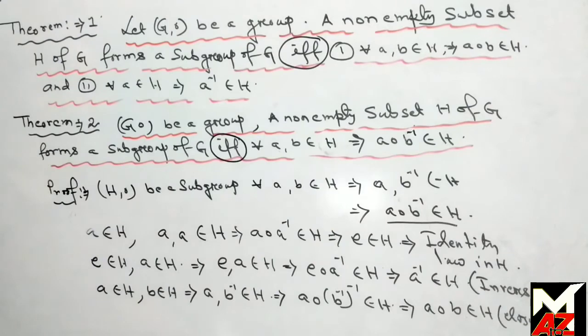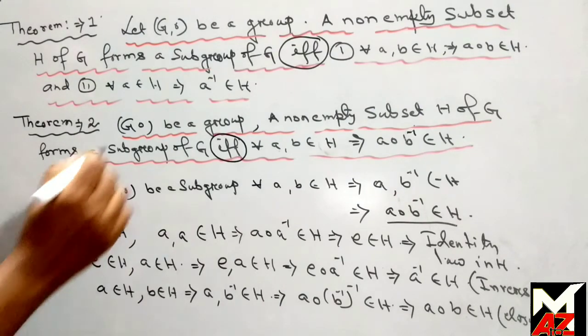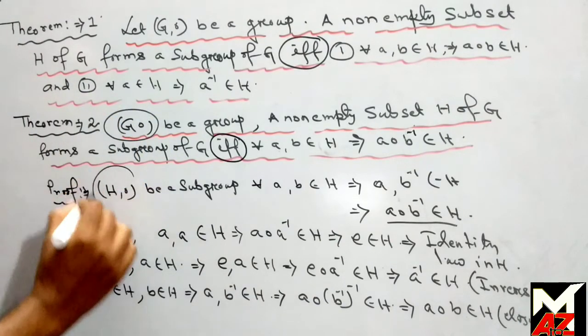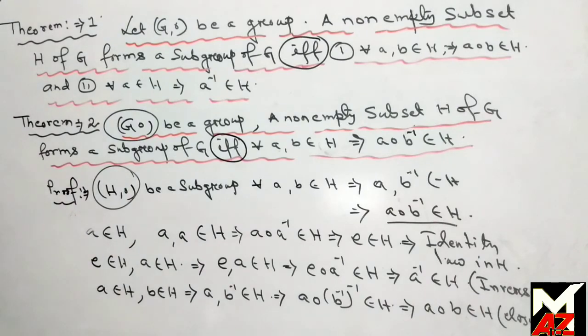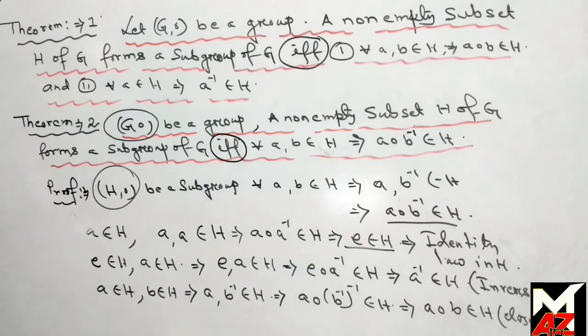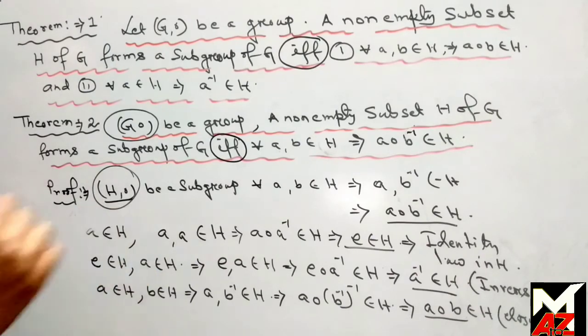This is closure. And the last property, the associative, is not required to show because the associative property holds in the mother set, that is in the group G, so it must hold in the subset because of the hereditary property. So we first see identity, then inverse, then closure, and we say this is also associative property. So H circle must be a subgroup of G circle.